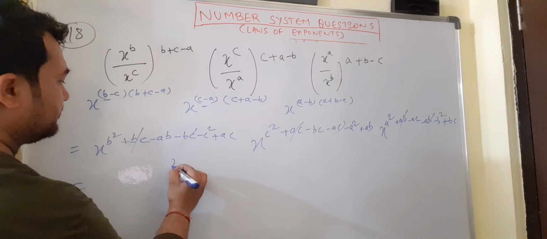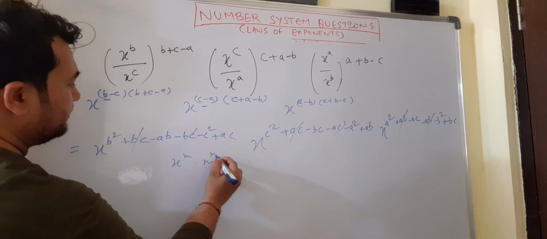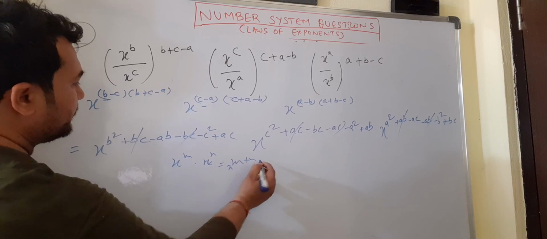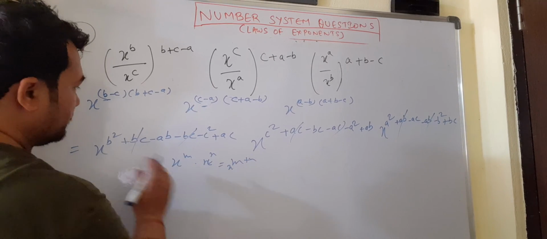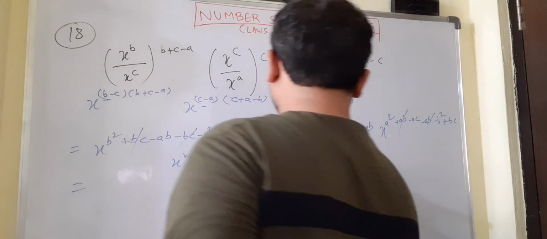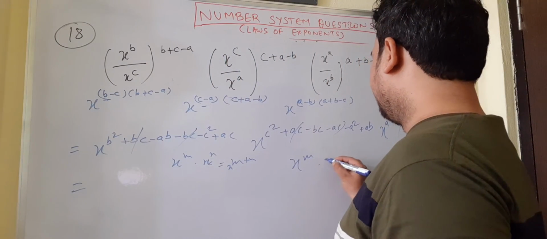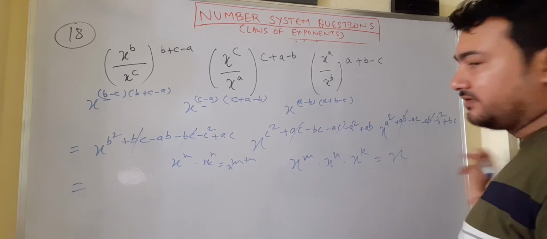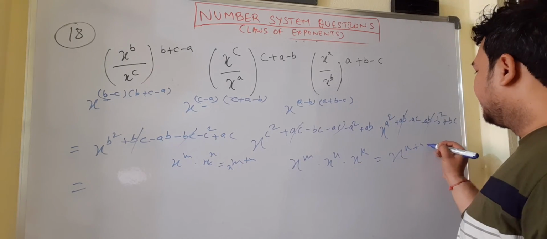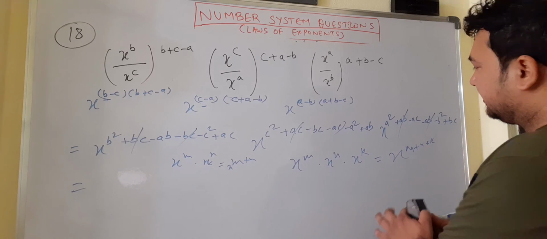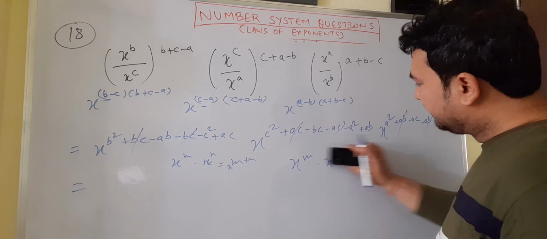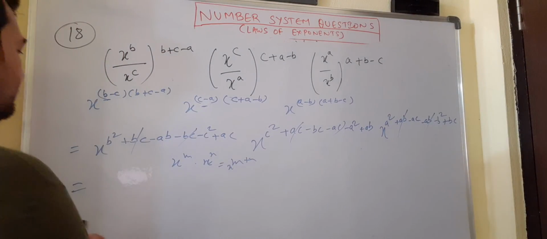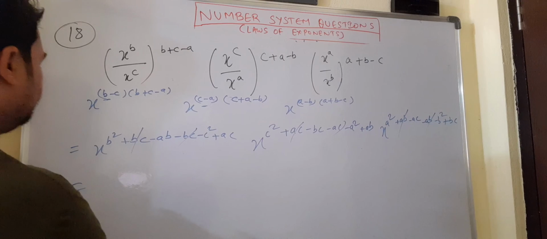Moreover, x to the power m into x to the power n, you can add up: x to the power m plus n. So you can add it. Similarly, you have x to the power m into x to the power n into x to the power k. It will be, base will remain same, exponents will add up, m plus n plus k, isn't it? So base we have x only, and so we will add the powers.